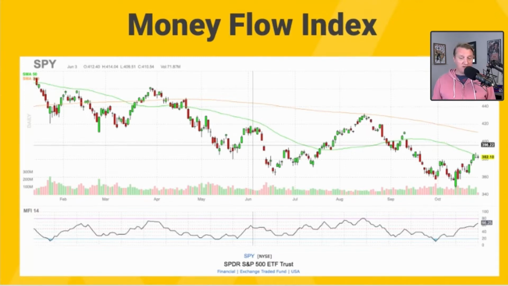So when we're looking for breakouts, we always want to see the RSI pushing above 50. We want to see the MFI pushing above 50 as well, on the 14-day on the daily chart. And again, when you look at this, you see this blue line down here. This is signaling an oversold condition, which presents an opportunity.